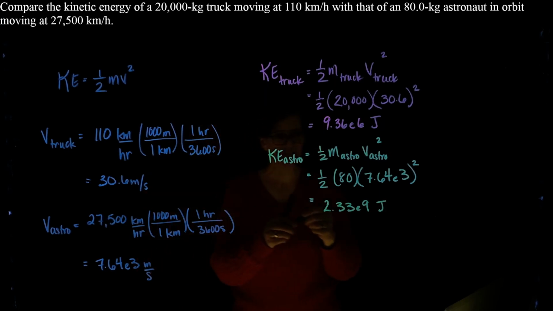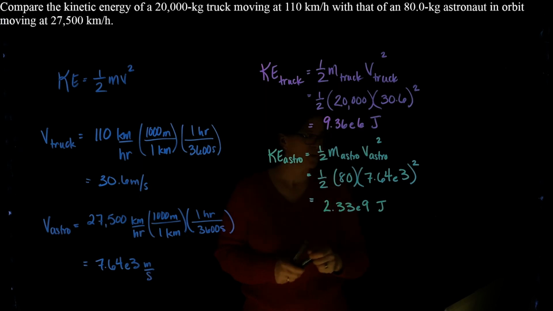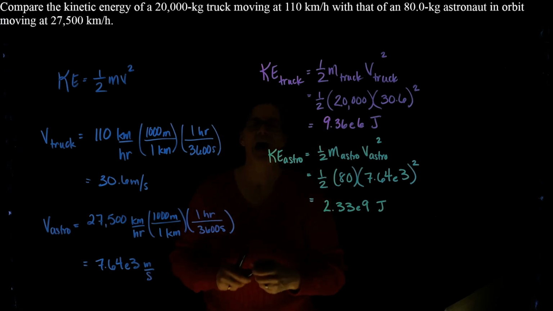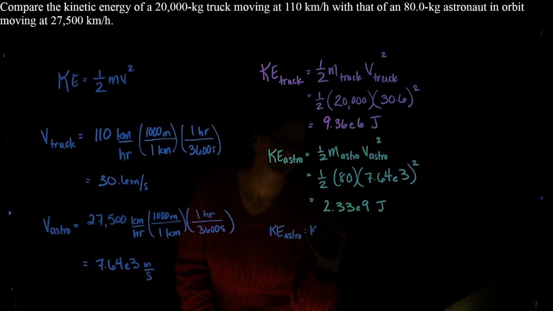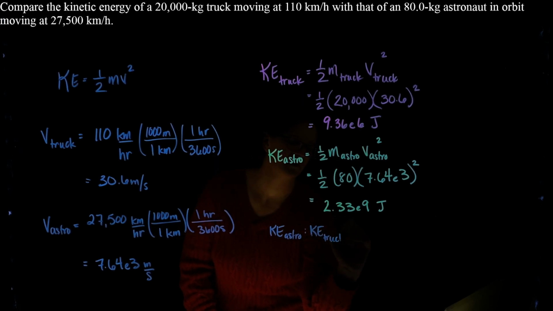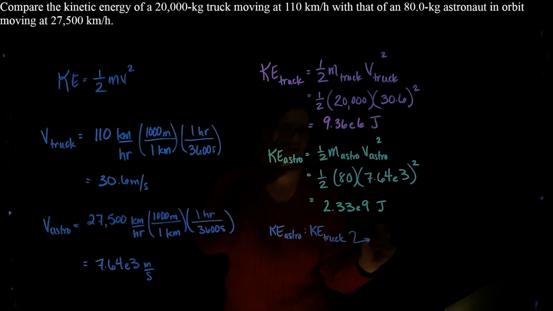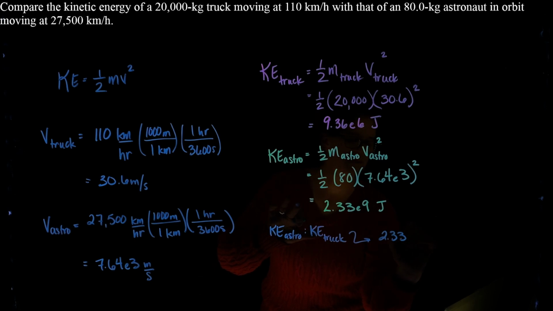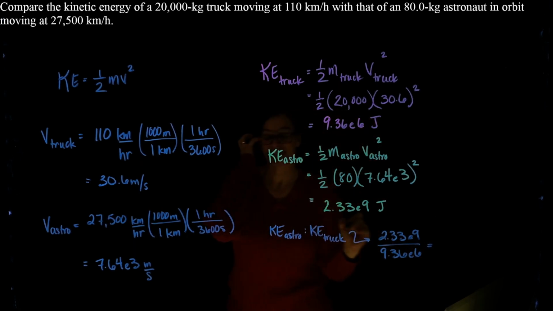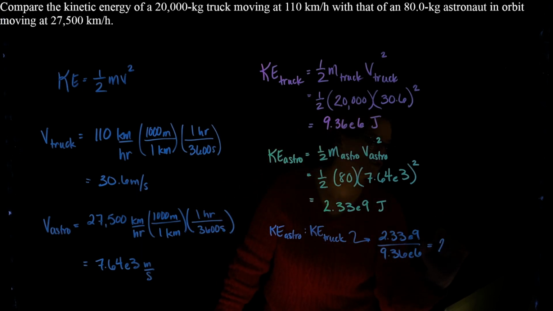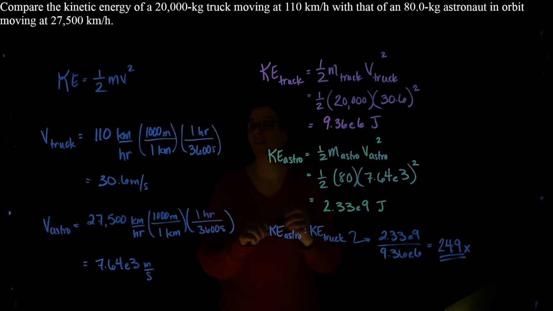So the problem then asks you to compare those, which means we need to look at the ratio of our truck to our astronaut. So the kinetic energy of the astronaut relative to the kinetic energy of the truck. So to do that, we take our kinetic energy of the astronaut, 2.33 times 10 to the 9th, divide it by our kinetic energy of the truck, and we get that the kinetic energy of that astronaut is 249 times bigger than the kinetic energy of the truck.